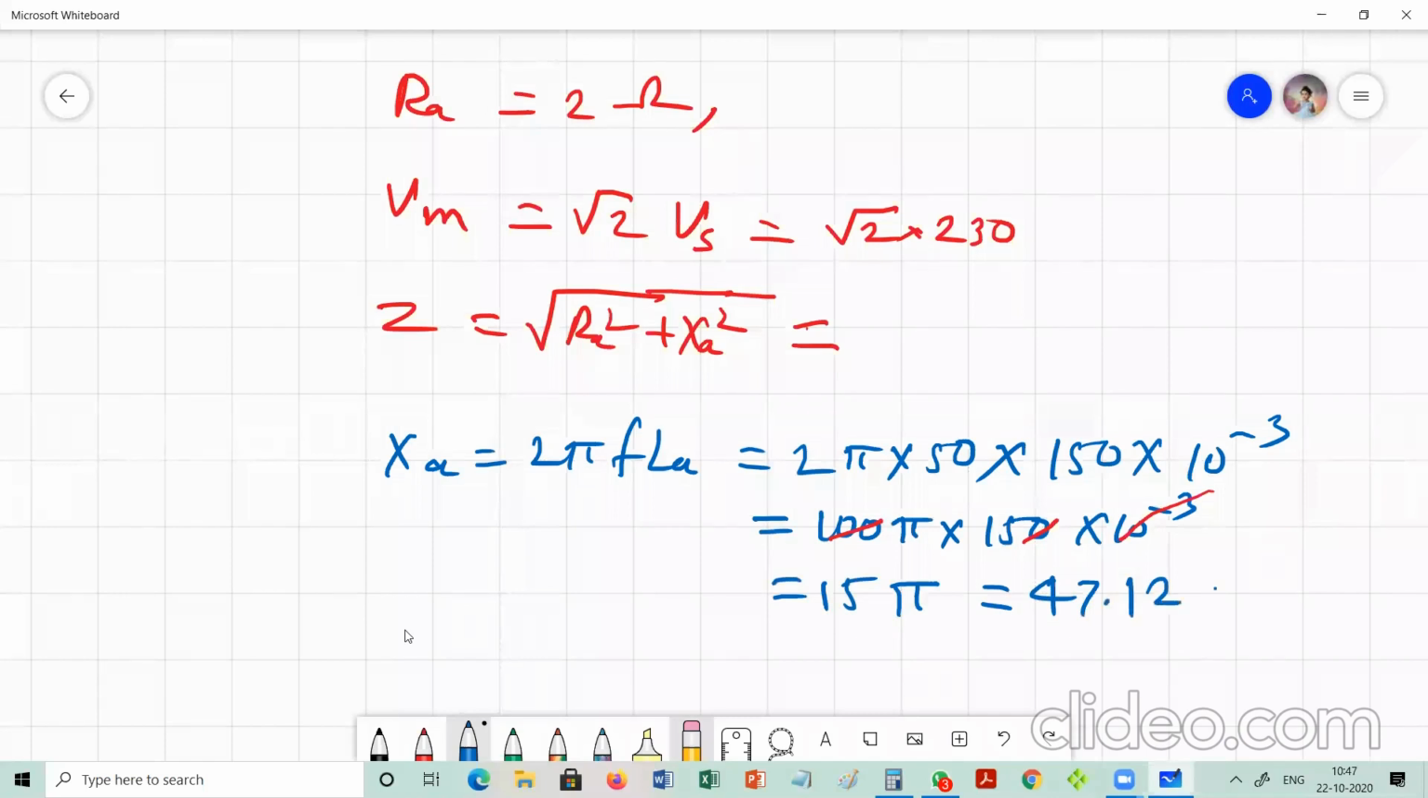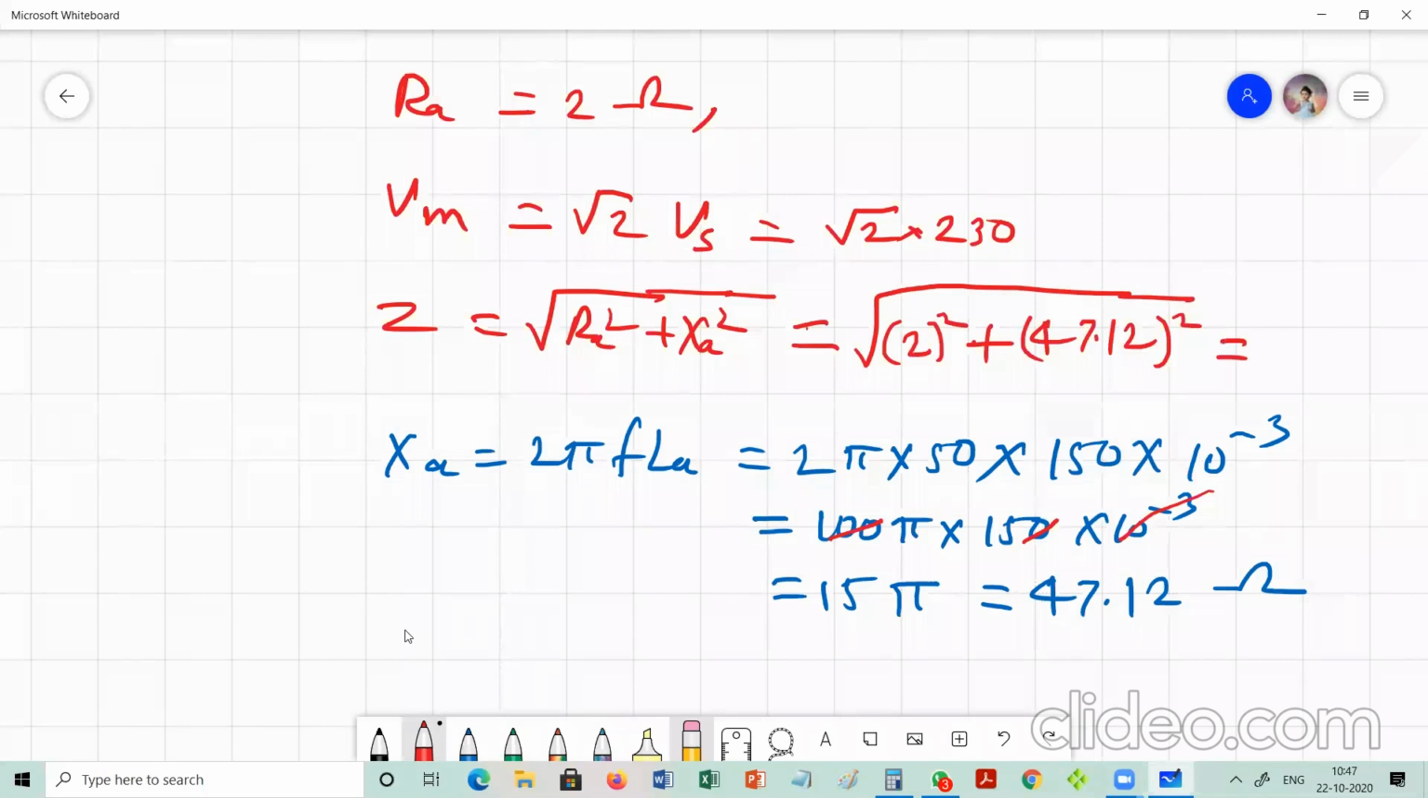So Z is equal to square root of RA, which is 2 ohm, 2 square, plus XA, which is 47.12 square. When you solve it, you'll get the value equal to 47.17 ohm. Okay, this is the value of Z.